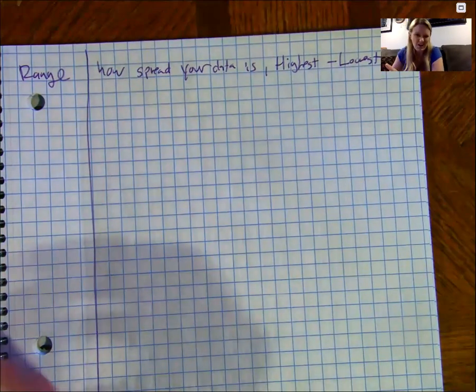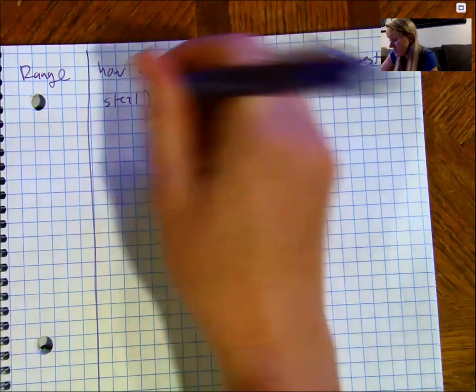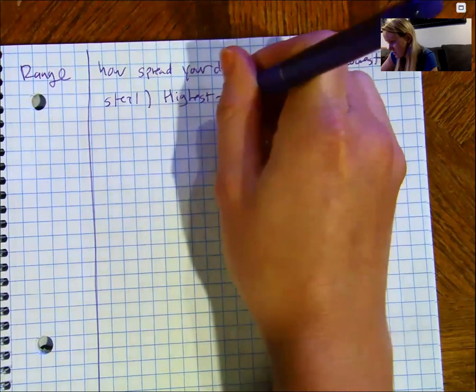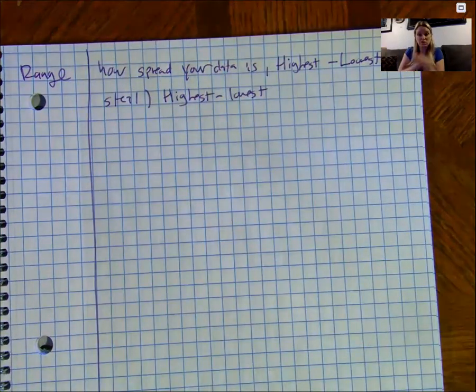So the steps are kind of easy from there, huh? Step 1 is just highest minus your lowest, and that really tells you how far spread your data is. If you have a small range, that means all your data is really close together. If you have a large range, that means that your data is really spread apart.